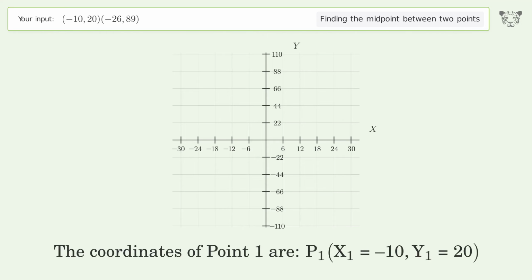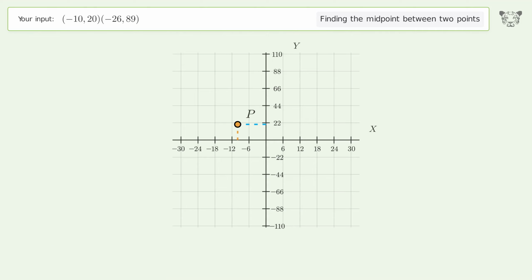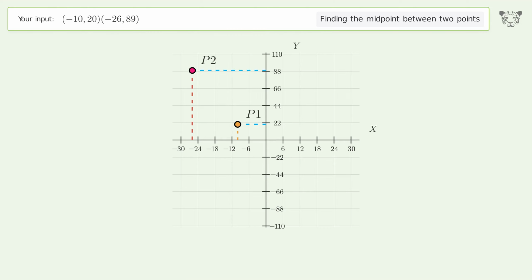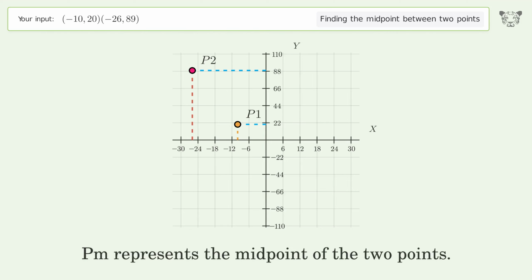The coordinates of point 1 are, x1 equals negative 10, y1 equals 20. The coordinates of point 2 are, x2 equals negative 26, y2 equals 89. PM represents the midpoint of the 2 points.